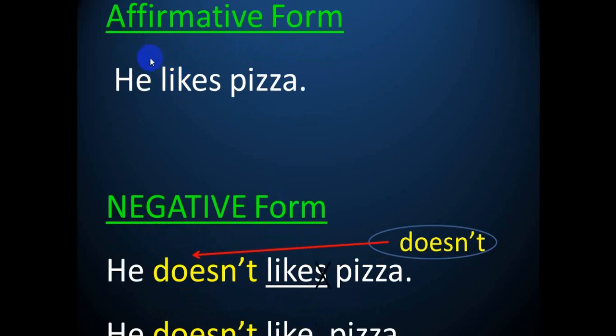While in the other sentence, affirmative form: he likes pizza. When we turn it to the negative form, we place the auxiliary verb doesn't, because we have the pronoun he. He doesn't likes? No, we cross out, we delete the S in the main verb. He doesn't like pizza. So don't forget, my beloved ones, to cross out the S in the main verb. It's no longer going to be there. He doesn't like pizza.